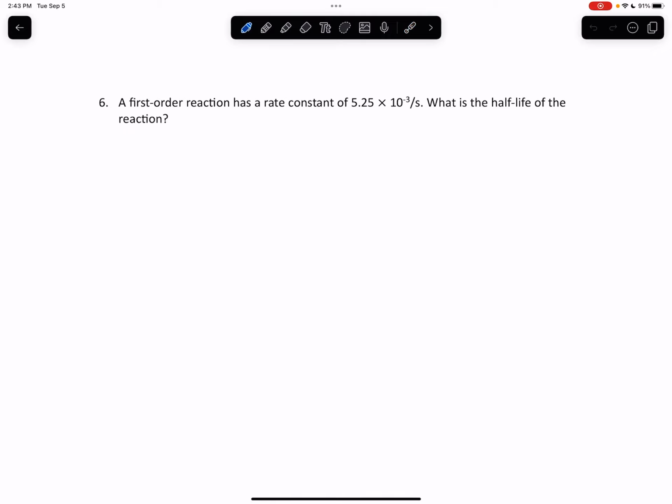So to solve this problem, what you need to know is the integrated rate law for a first order reaction. So I'll go ahead and write that down. ln of A_t is equal to minus kt plus ln of A naught. And it's important to understand that A naught is equal to the initial concentration, and A_t is the final concentration.